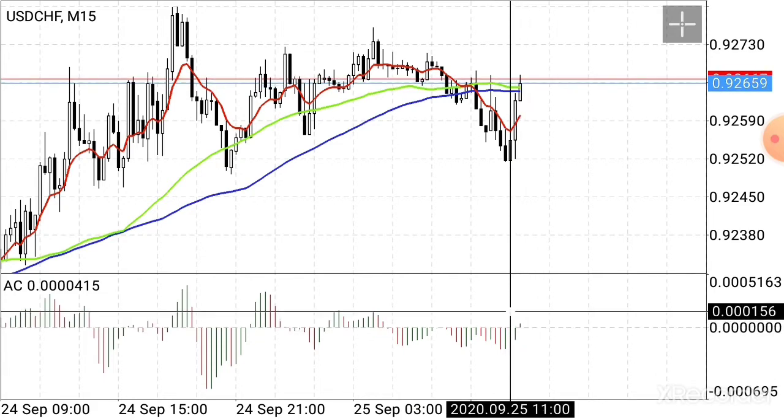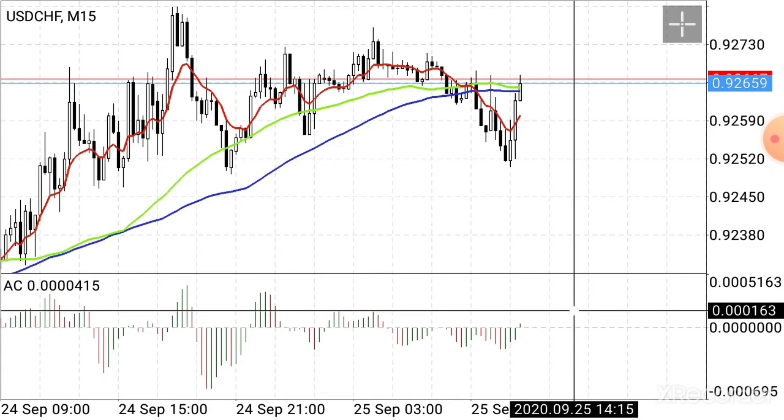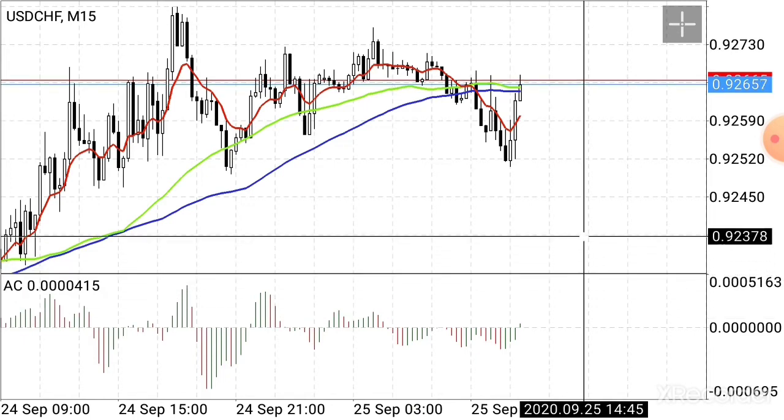Okay, we have a green bar now above the zero level, and I'm going to go ahead and take a buy order based on this. Again, uptrend, MA stacked to the upside, retracement, and the accelerator has crossed back over the zero. And we're going to take a buy on the basis that that momentum will hopefully continue.